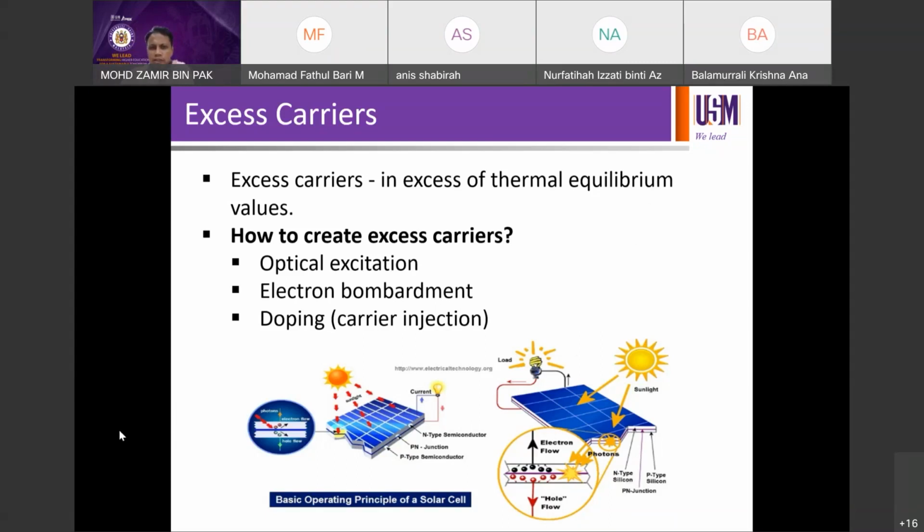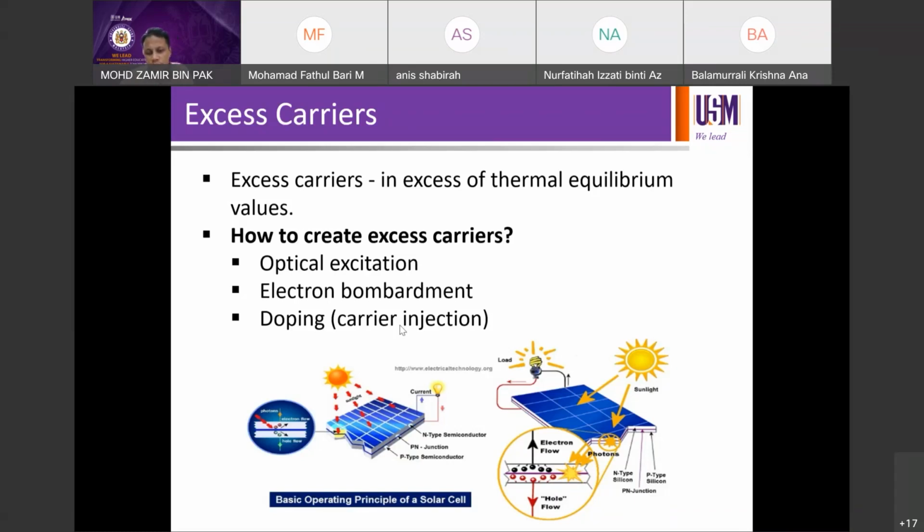Right, so we can generate excess carriers by a couple of methods. Firstly, by optical excitation, as an example, where you shine light on your semiconductor and you can generate new excess carriers in the semiconductor material. You can also use electron bombardment, for example, by bombarding high energy electrons on your semiconductor material in order to generate excess carriers. And you can also use doping, the concept that we've learned before, in order to introduce carriers into your semiconductor material. And this is also called carrier injection.